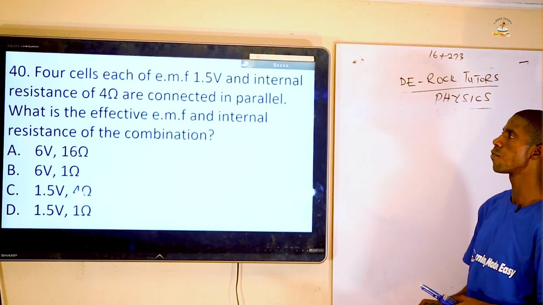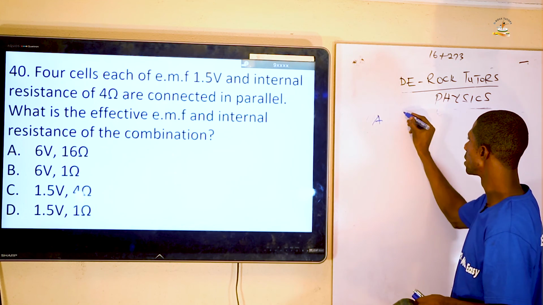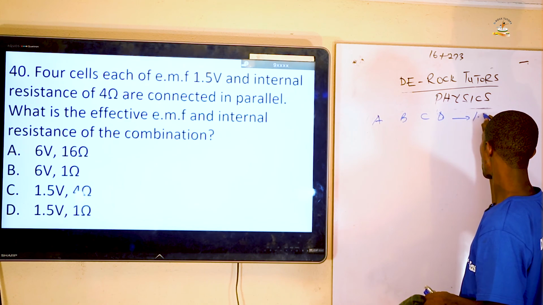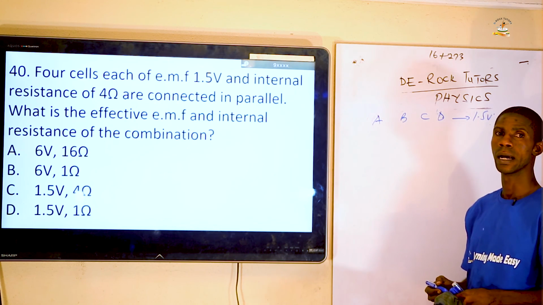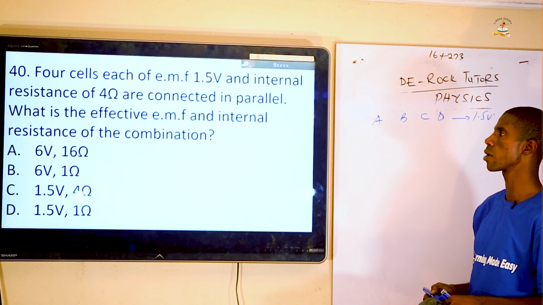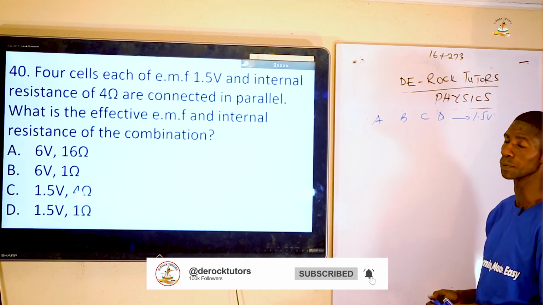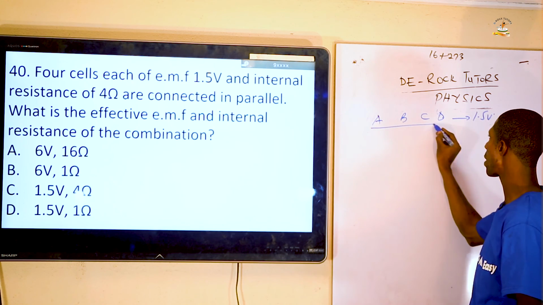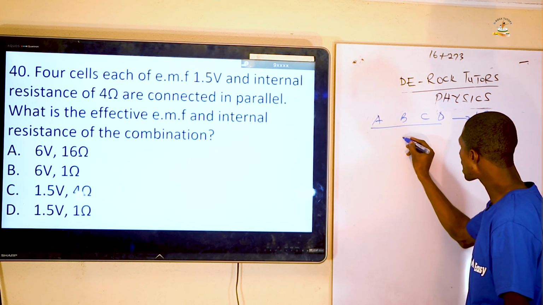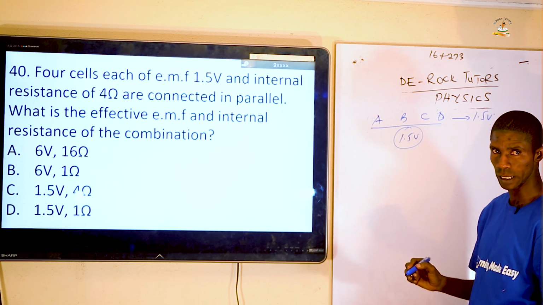Here we have 4 cells: cell A, cell B, cell C, then cell D. Each of them has 1.5 volts as their electromotive force and an internal resistance of 4 ohms, and they are connected in parallel. What is the effective EMF and internal resistance of the combination? When these cells are connected in parallel, they will have the same potential difference, which is 1.5 volts in all.